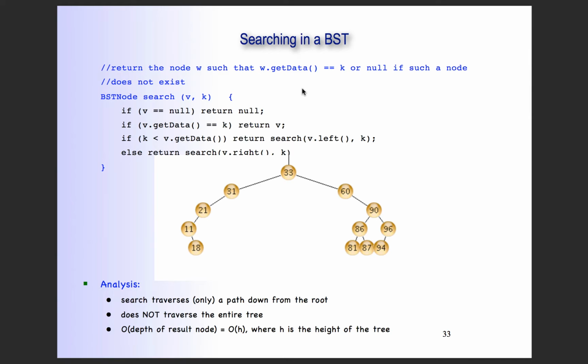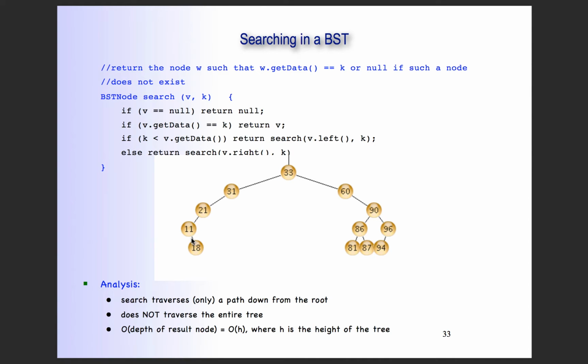So the analysis says that search traverses only a path down from the root. You can see that we are traversing only one path to find the result. So when we are looking for 86, we traverse this one to this one, this one to this one. If you are trying to find 94, you will traverse this one, this one, this one. If you are trying to find 18, you will traverse this one.